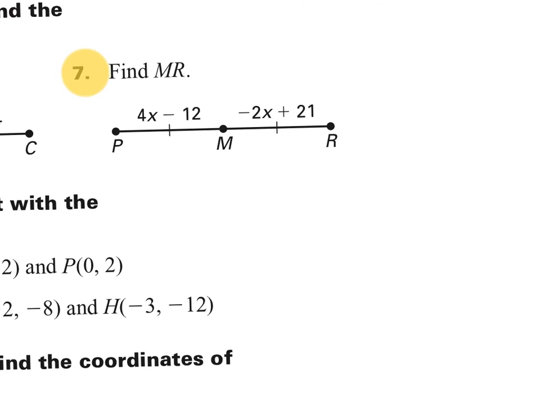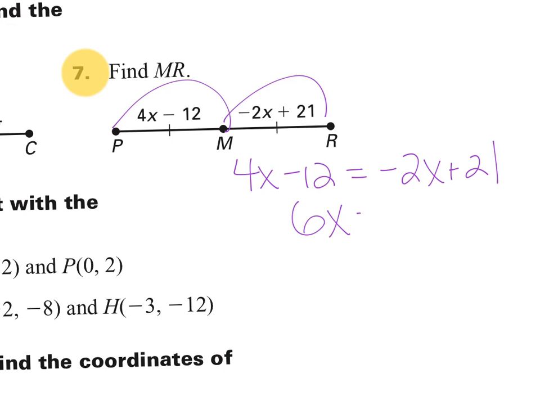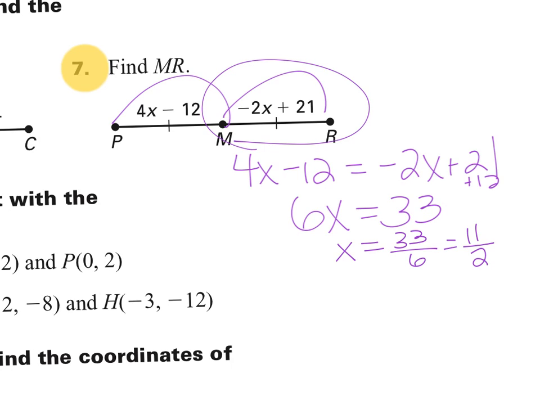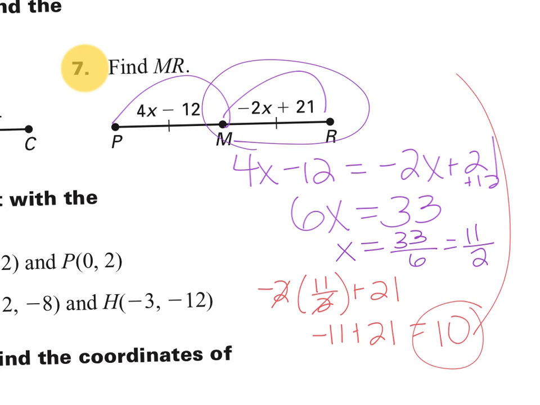Again, M is the midpoint, so these two are congruent. 4x minus 12 equals negative 2x plus 21. Add the 2x, add the 12, and then divide by 6. I get 33 over 6, which they're both divisible by 3. Would be 11 over 2. And then it wants MR, so you want to take negative 2, multiply it by 11 over 2, and add it to 21. These twos cancel, and I get a negative 11 plus 21, which is 10, the length of MR.